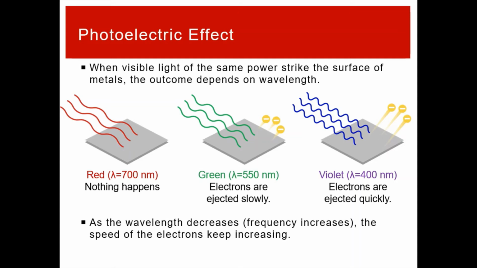If you had green light, you could get electrons to come out, but they all come out slowly. Again, more light just meant more electrons, but they weren't coming out faster. Red light, doesn't matter how much light you had, you never were going to get electrons to come out. And so there's something going on here. Light is not behaving like we know waves do. It's doing something different.